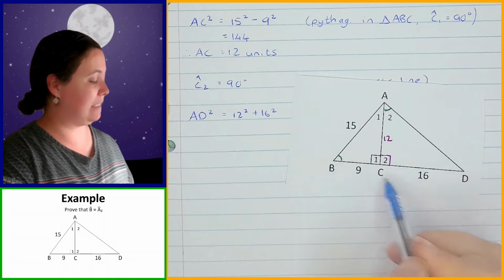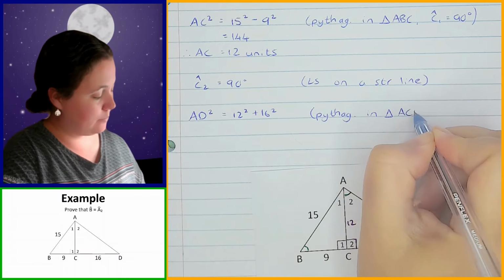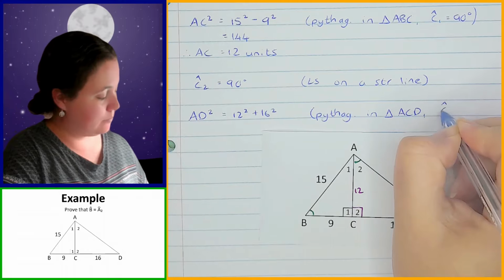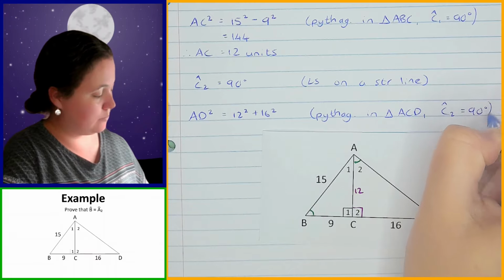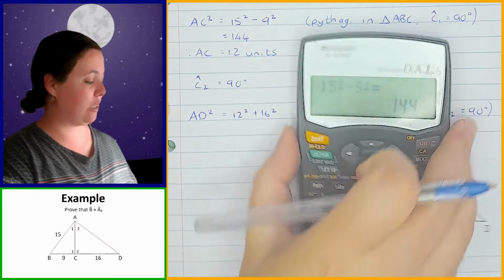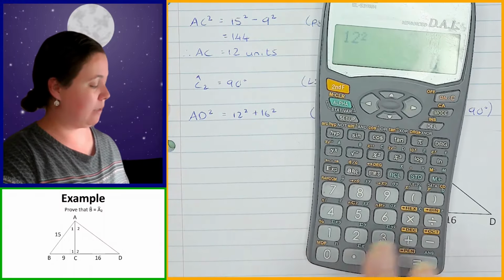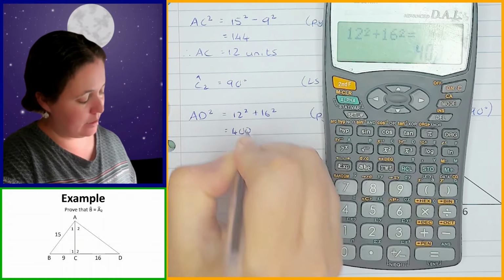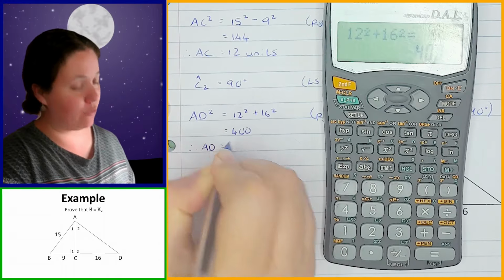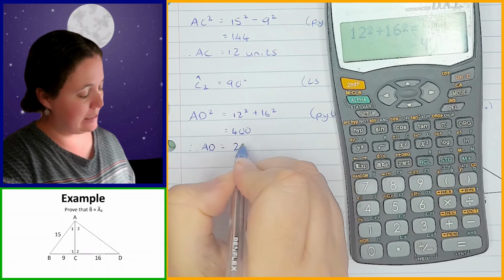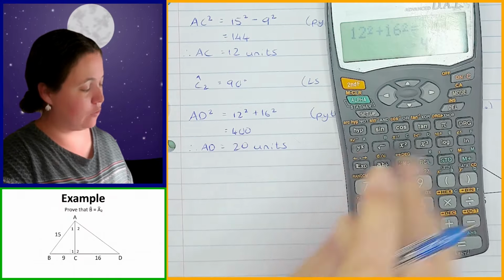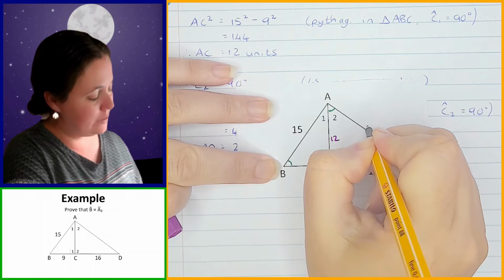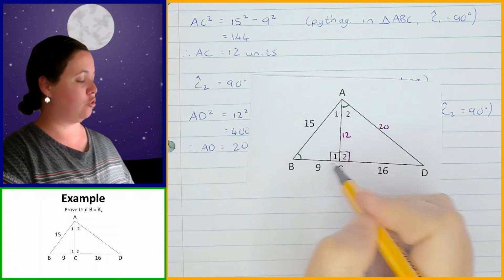in triangle ACD with angle C2 equal to 90 degrees. Okay, so now let's go and work that out. So 12 squared plus 16 squared is 400. So therefore AD is the square root of 400, which is 20 units. Okay, so now I've got the length of that side over there. So I've got the length of all of the sides in these two triangles over here.